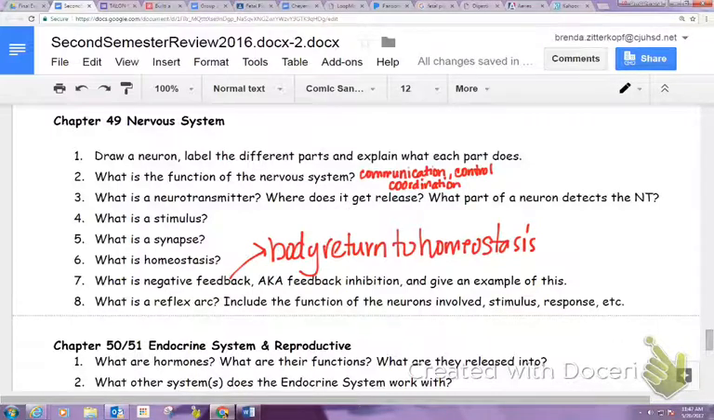A positive feedback would be the body is pushed out of balance, like labor, when a woman goes into labor to have a baby. You guys can look up a reflex arc. I'm not going to spend time on that. Chapter 50 and 51.